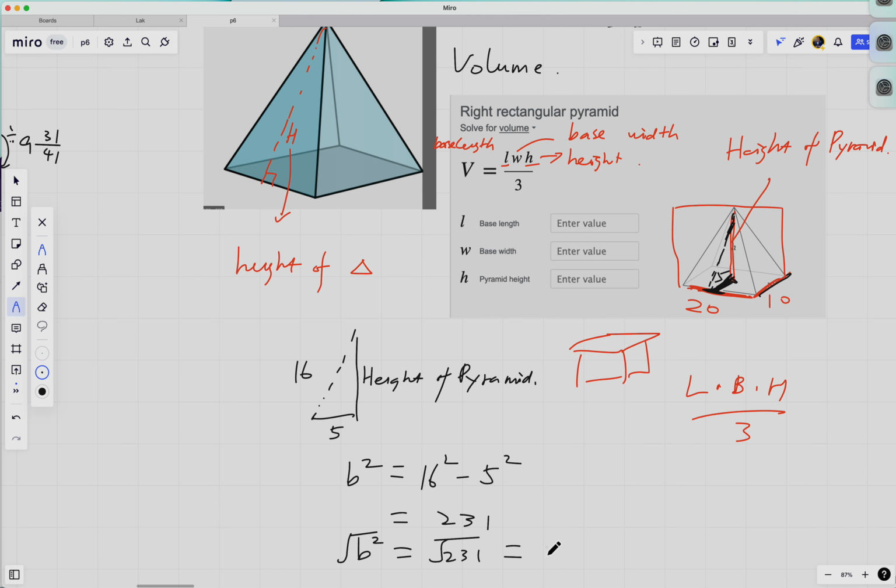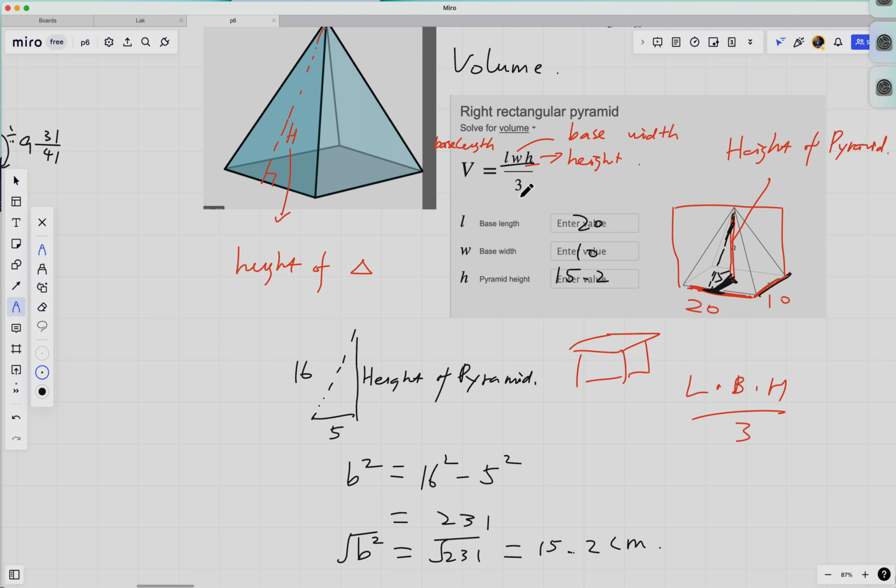Can you give me 3 significant figures? 15.2. So next time when you get the answer, you get it into mixed number first. If you cannot get it in a mixed number, then it's 3 significant figures, except for dollars. So the height is 15.2 cm, the width is 10, the length is 20. Then you just put it in and divide by 3, and you get the volume of the pyramid. I focus on the approach.